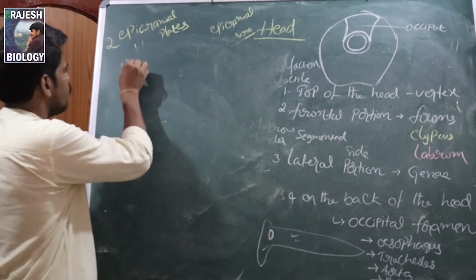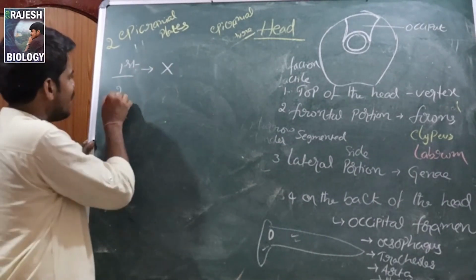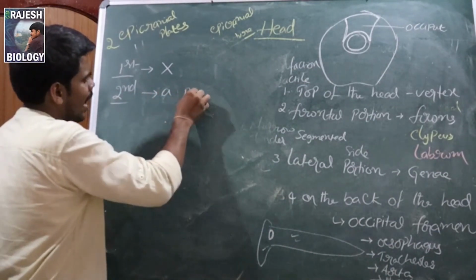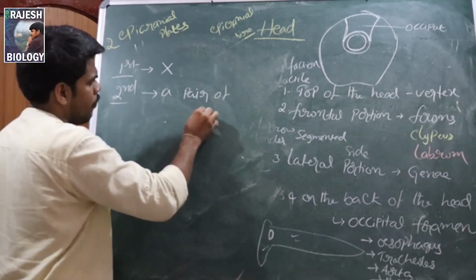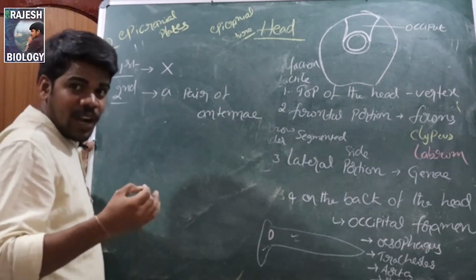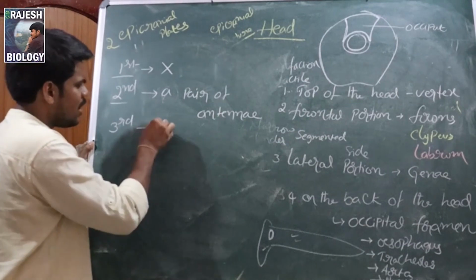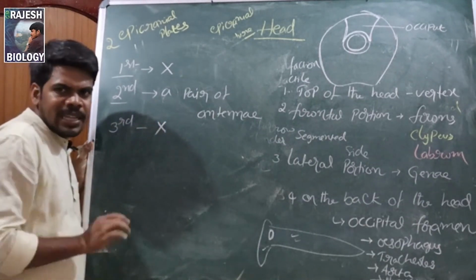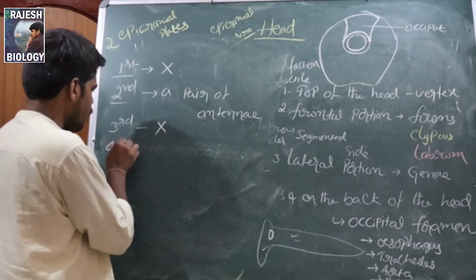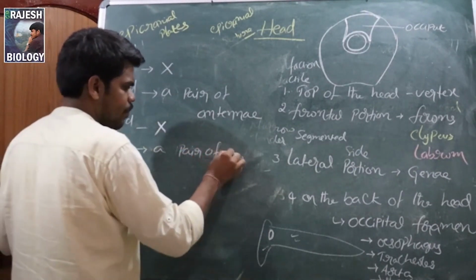So the first segment doesn't have any appendages. The second segment has what? The second segment has a pair of antenna, which are tactile and olfactory in function. The third segment doesn't have any appendages. There are no appendages in the third segment. The fourth segment has a pair of mandibles.